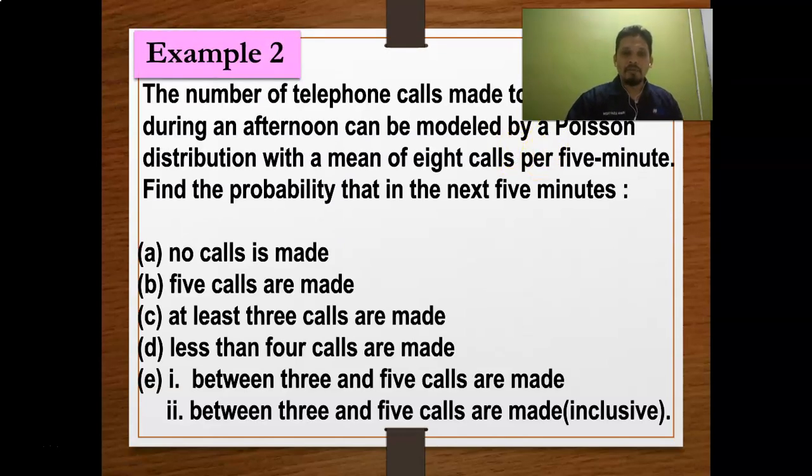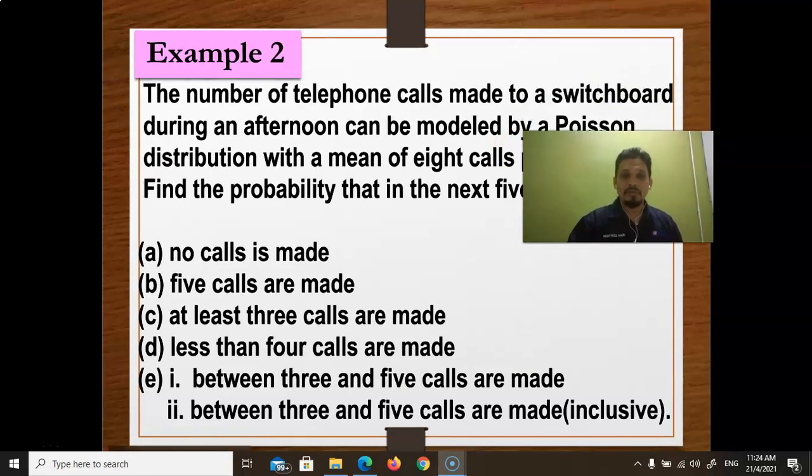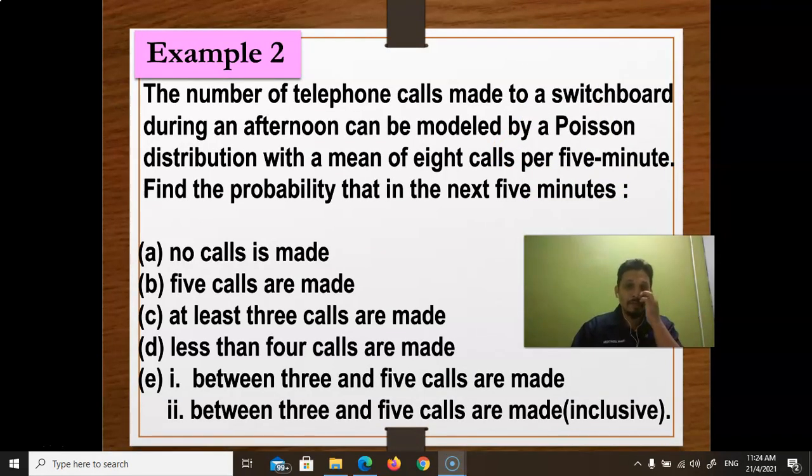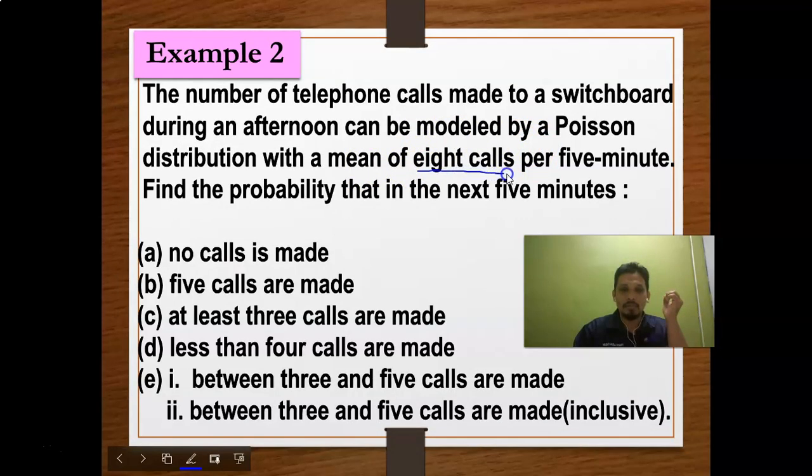The number of telephone calls made to a switchboard during the afternoon can be modeled by a Poisson distribution with a mean of 8 calls per 5 minutes. Lambda equals 8 in 5 minutes. Find the probability that in the next 5 minutes no calls are made.